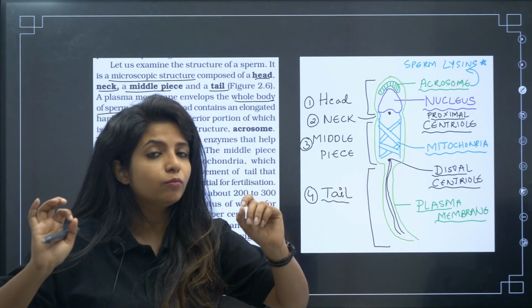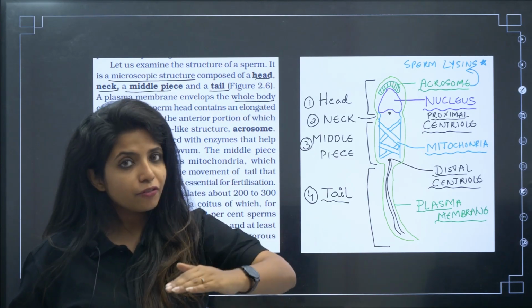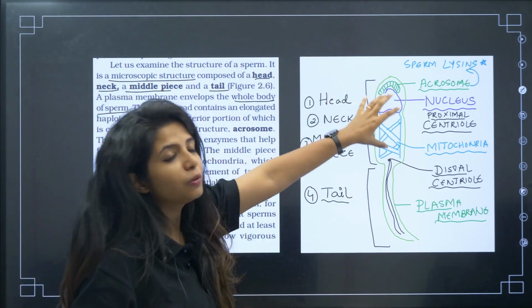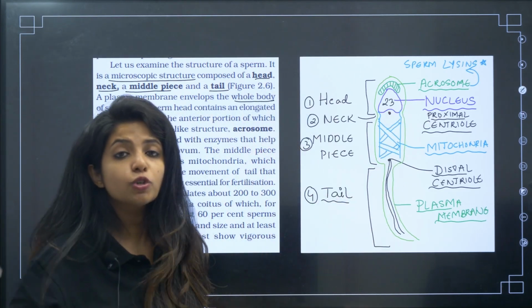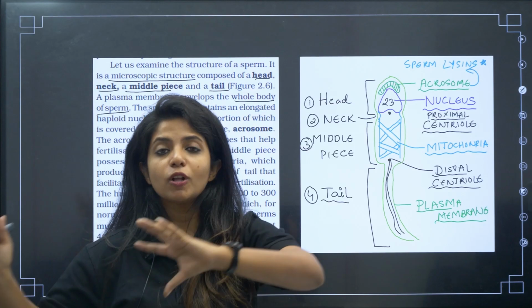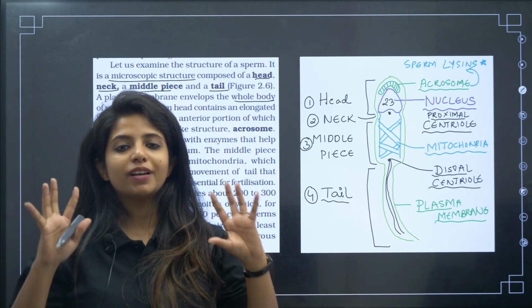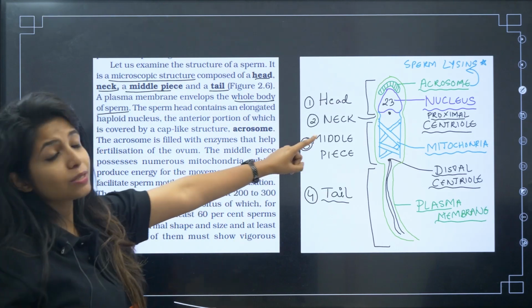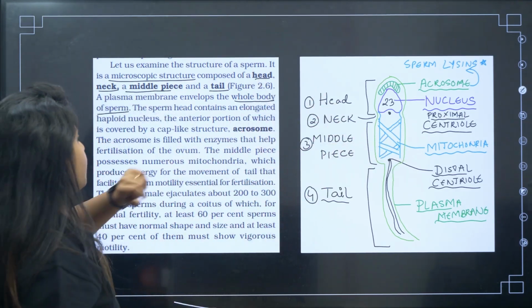Haploid, as in how many chromosomes? Half the number of chromosomes. So what is the normal number of chromosomes? 46. Half of it, 23. So obviously the sperm will be carrying 23 chromosomes, and the egg also will be carrying 23 chromosomes. Together when they fuse, 46 chromosomes are balanced, right? So this is a haploid nucleus. It cannot be diploid, it is half of it, so it is a haploid nucleus.